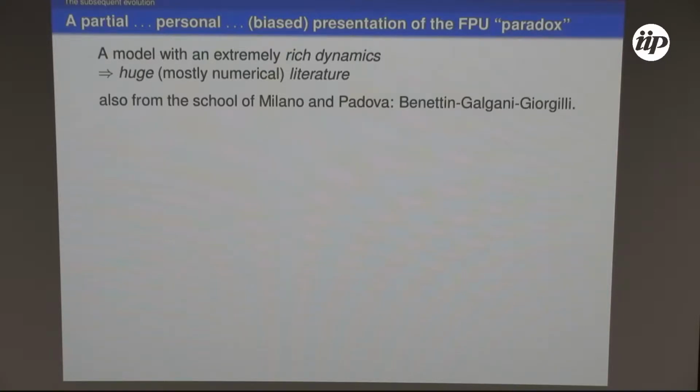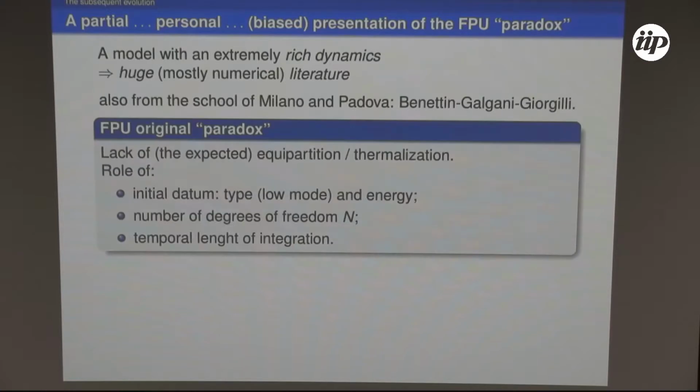And we have to recall that this fantastic tool, numerical simulation, this experimental mathematics, is very useful, provided one also remembers its drawbacks, because numerical simulation can sometimes be misleading or non-definitive. Probably a lot of the discussions and misunderstandings in past years have been due to the use of these tools in a maybe improper way. So let's go. For the original FPU paradox, this lack of expected equipartition, one has to recall the role of the initial datum, the type of initial datum, the choice of the energy, the number of degrees of freedom, and the role of the temporal length of the numerical integration. We already saw that by changing these parameters, we can see many different things.